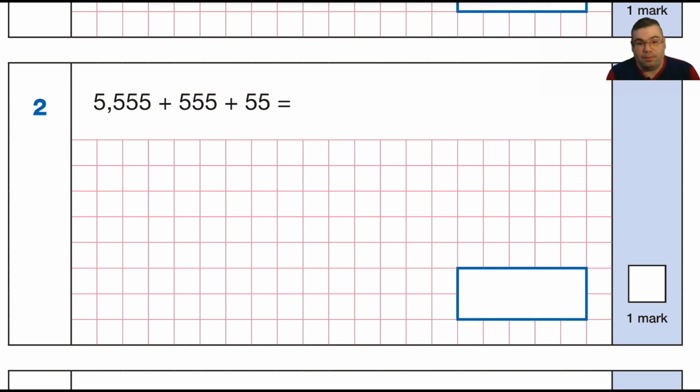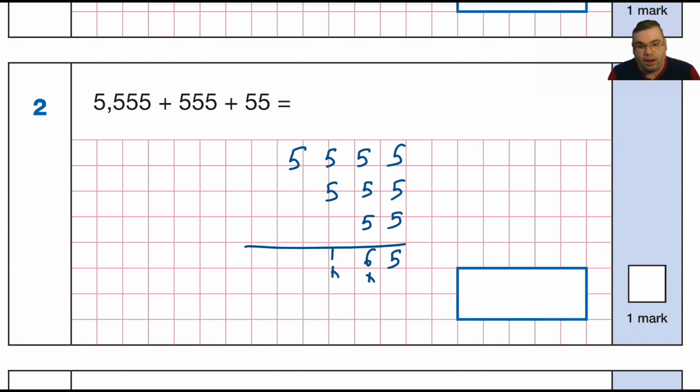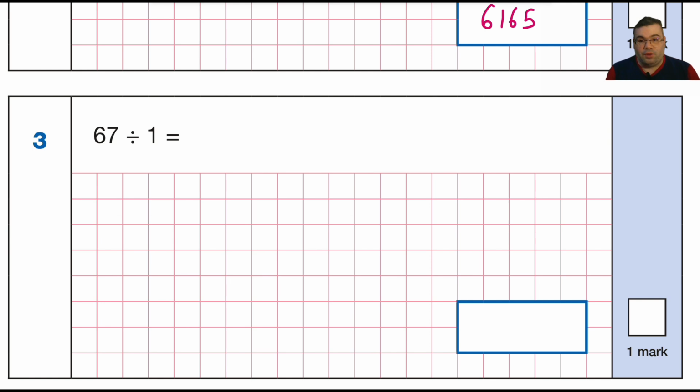So this is the second question. You just need to add them up. So let's write down 5 5 5 5 5 5 5 and 5 5. Just add them. 5 plus 5 plus 5 is 15, 5 and 1 carry. 5 plus 5 plus 5 is 15 and 1 is 16, 6 and 1 carry. 5 and 5 is 10 and 1 is 11, so 1 and again 1 carry, and 5 and 1 is 6. So the final answer is 6165. So this is the third question. 67 divided by 1. Any number divided by 1 is the number itself. So that is 67. So let's just write down 67.